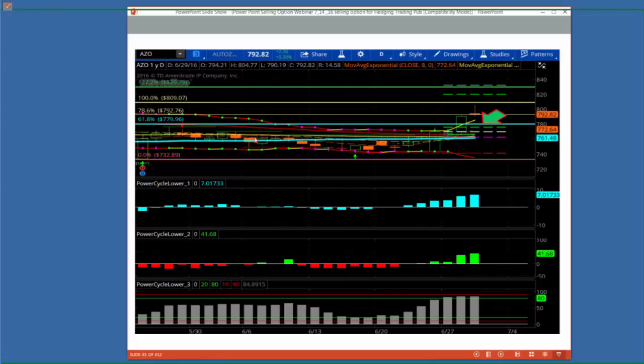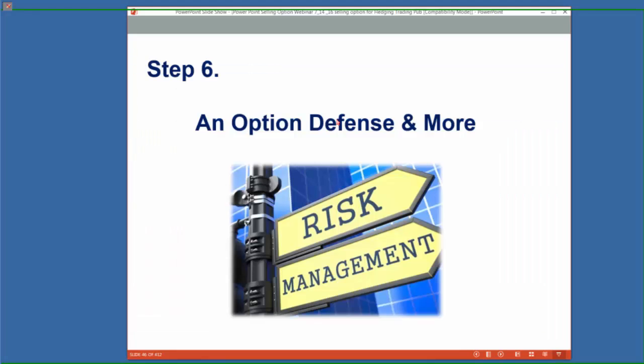And in this situation, for me, it was if AZO came back down to this 618 retracement right here, which was about 780, and started to look like it was going to go through there and close, that was my line in the sand. Then I would take some type of defensive action, which would be either to possibly stop out of the trade, or set up a defensive adjustment, which I'll show you in a little bit. And then step 6 is the option defense and more. So this is where we get into talking about what kind of defensive strategy you can do.